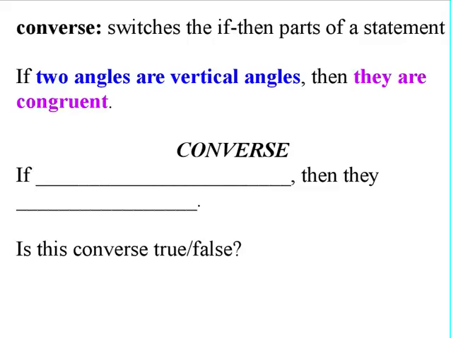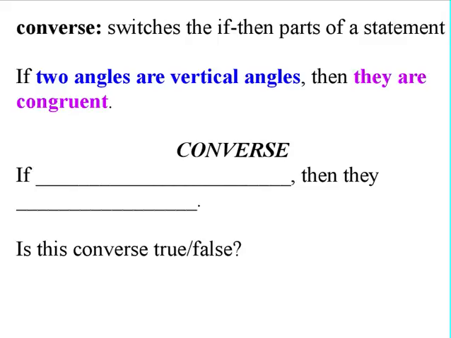The converse switches the if-then parts of a statement. So notice I've highlighted some parts of the statement there. If two angles are vertical angles, then they are congruent. I've highlighted the part with the if and the part with the then. With the converse, we're flipping those around. So what should the converse be? What should go in this blank?